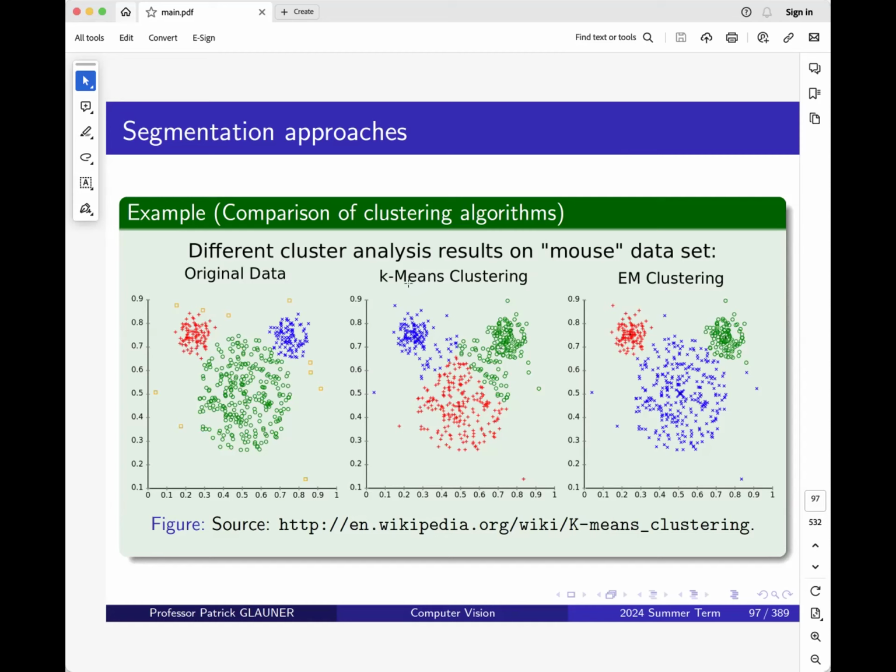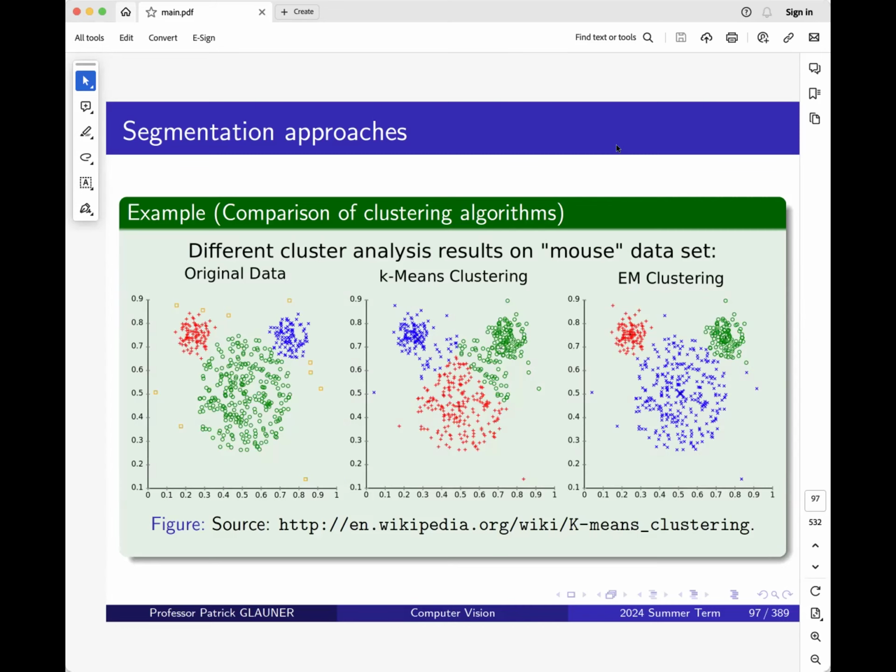So I hope this gave you a little bit of insight into the difference between k-means and EM clustering. These clustering algorithms are implemented, for example, in scikit-learn, so you can easily use them. Plus, they have lots of parameters like the distance measure and other things. Give them a try.